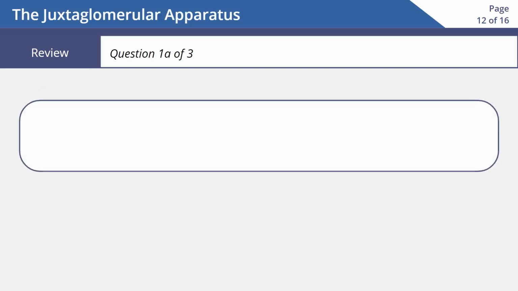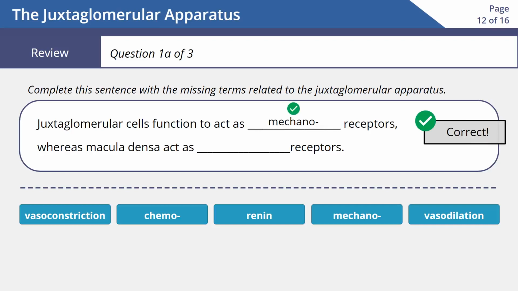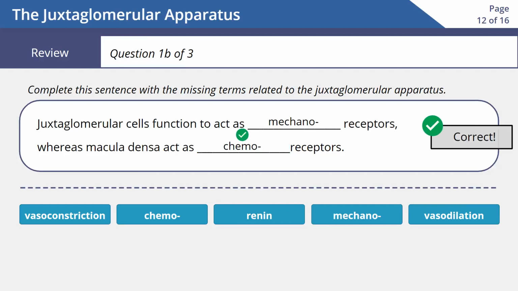Review. Let's complete this sentence with the missing terms related to the juxtaglomerular apparatus. Juxtaglomerular cells function to act as blank receptors, whereas macula densa act as blank receptors. Juxtaglomerular cells function to act as mechanoreceptors, whereas macula densa act as chemoreceptors.